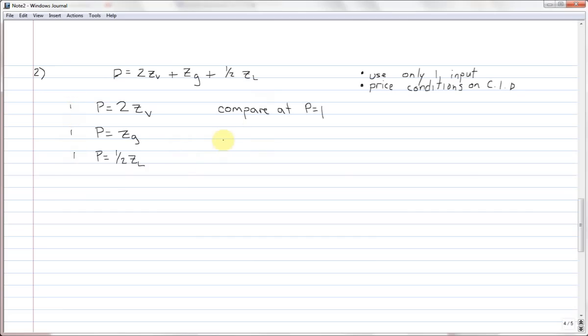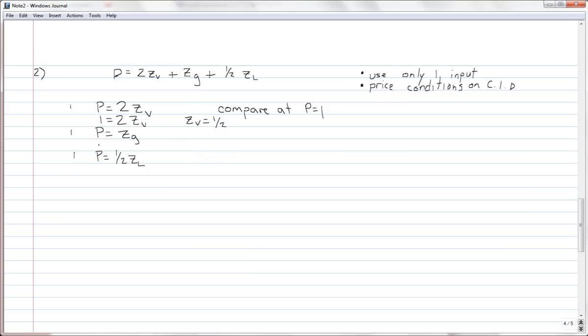Okay, so I'm just going to do the first example. Actually, you know what? I'm probably not that stressed for time. I'm not going to do just the first example. I'll do all the examples. So 1 equals 2 ZV, ZV equals 1/2.